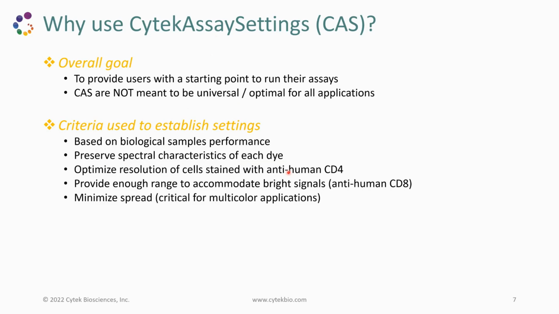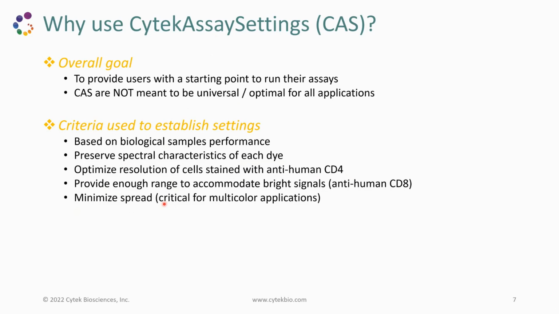And we also use dim CD4s where you do a stain with a pure antibody mixed with a label antibody. So it's a competition experiment to make sure that very dim CD4 stain cells in this competition experiment were still detectable. We also make sure that at these settings we have enough range to accommodate bright signals so that we are not pushing the signal, the gain so high that if you run something bright, you're going to be off scale.